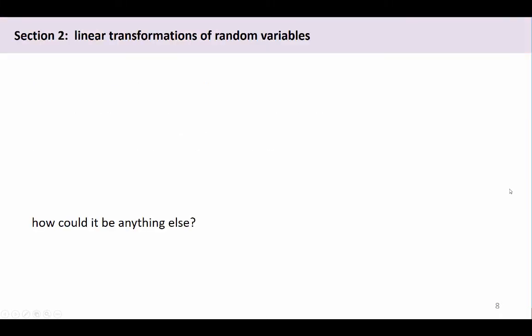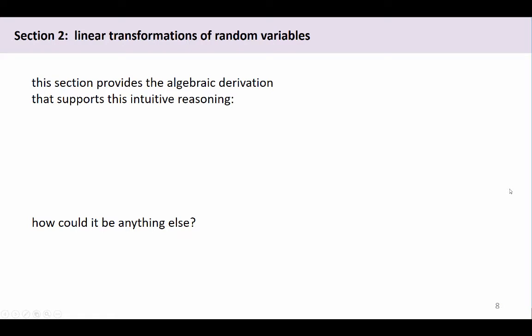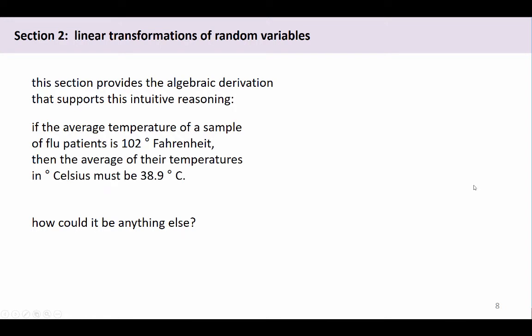So section 2 is going to take a look at algebraic derivation that supports some intuitive reasoning. If the average temperature of a sample of flu patients is 102 degrees Fahrenheit, then the average for their temperature in degrees C or degrees Celsius is going to have to be 32.9. It's equivalent information, right?